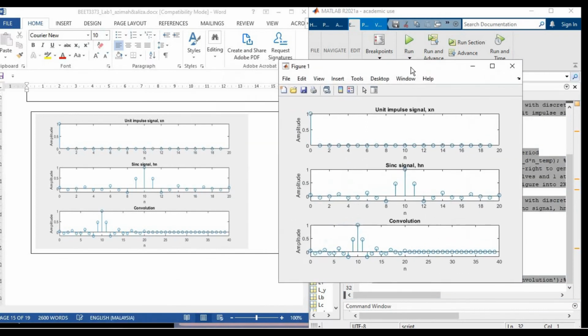Okay, as you can see here, this is the output we get. This is the unit impulse signal Xn, this is the sinc signal Hn, and this is the convolution. So we combine the output of the unit impulse signal and sinc signal, and we get the convolution output.